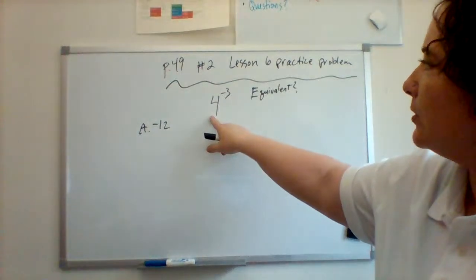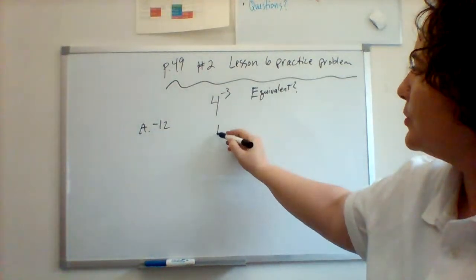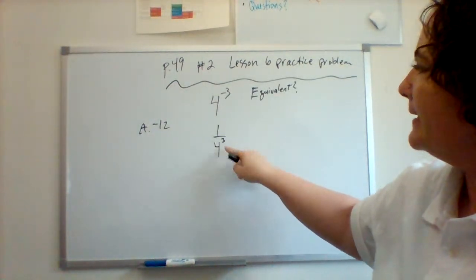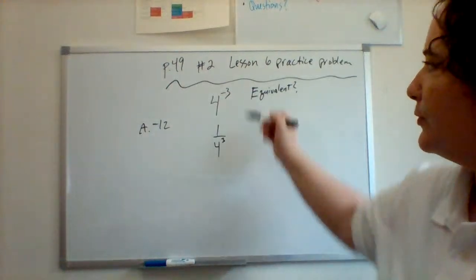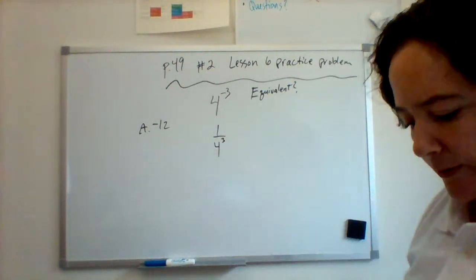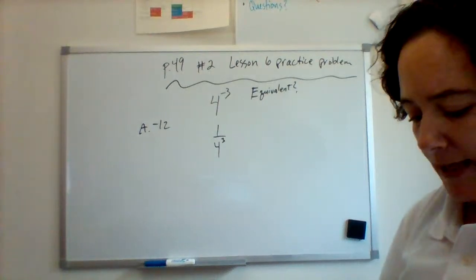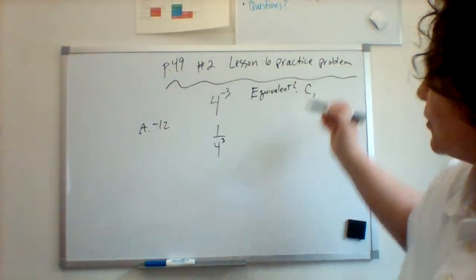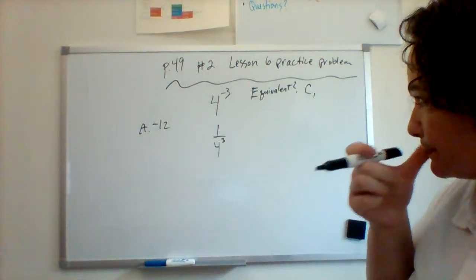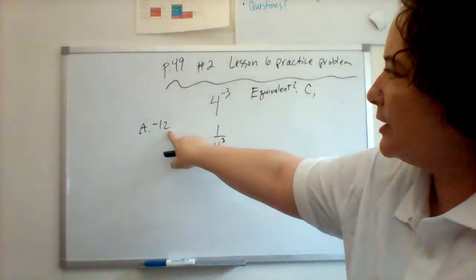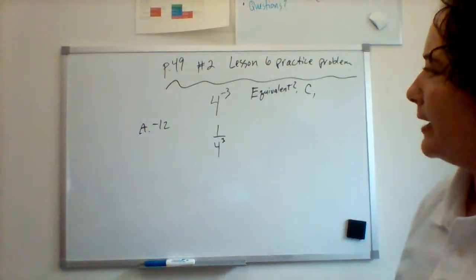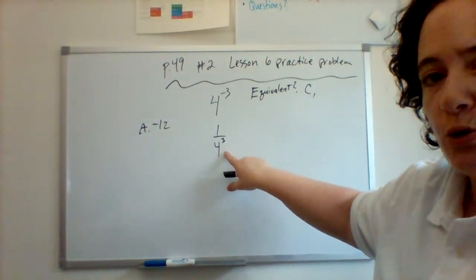You take the reciprocal of this base, right? Which would be 1/4. And now the exponent is positive. Those right there, those are equivalent. And that one is actually one of your expressions, and it's C. Okay, so we know that C is correct. But we're interested in trying to establish if this is correct. So let's actually continue to evaluate.